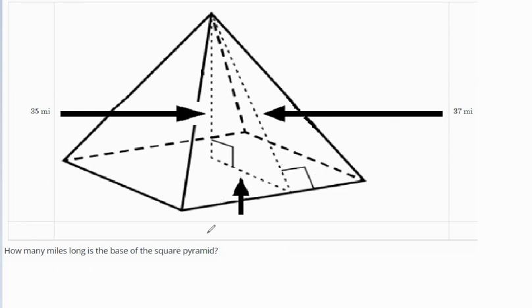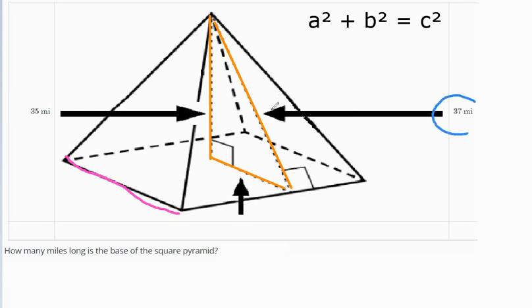So this question says, how many miles is the base of the square pyramid, which is all the way across here? What we should see is a triangle already formed in there, which I'll highlight in orange. So again, we're going to use the Pythagorean theorem since we have a 90-degree angle, and it's a triangle. We have the hypotenuse, which is 37. That's the slant height. That's going to be 37, so we're going to put 37 here.